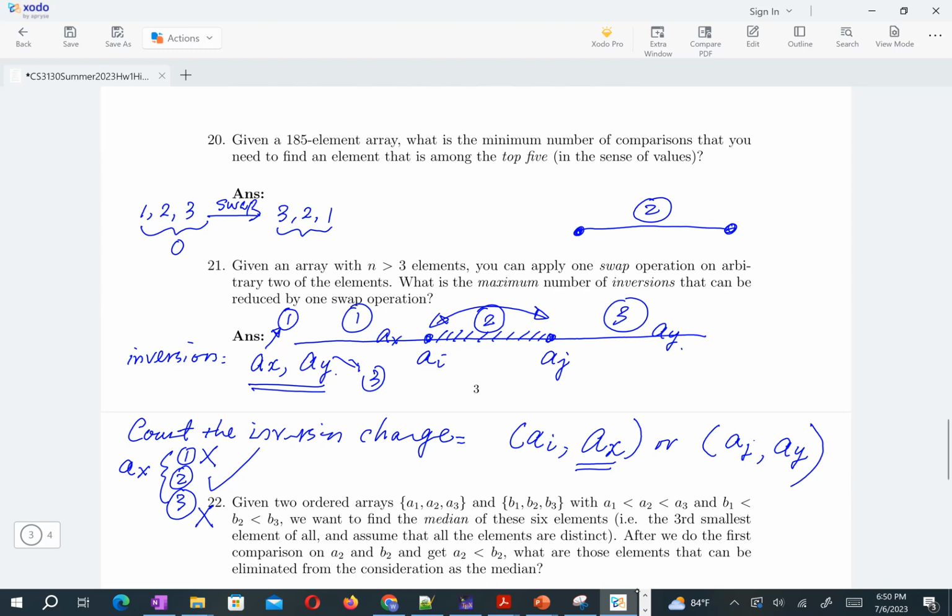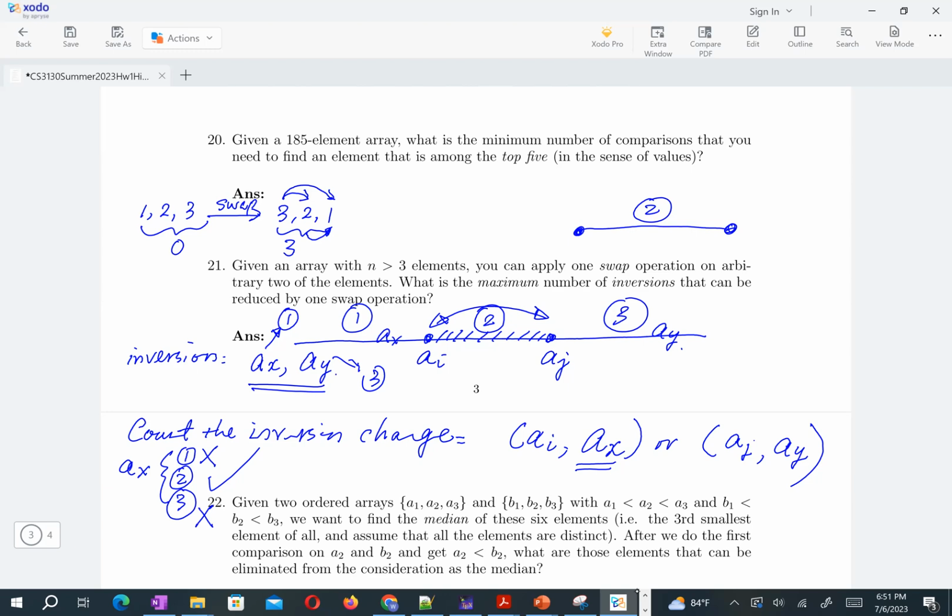All right, let's count in this way. Let's pick the first element, 3. 3, 2, is it an inversion? Yes. 3, 1, inversion. 2, 1, inversion. That's 3. That's all we have, right? We only count them once. Each pair only counts once. So the change is 3. That's what n equals 3 gives.